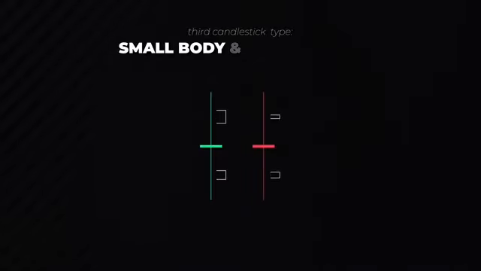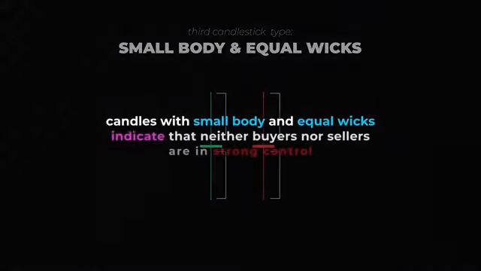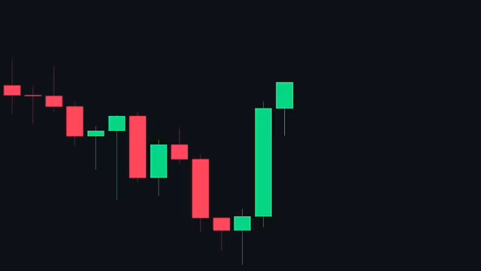The third type is candles with a small body and equal wicks. If a candle has a small body and equal wicks, it indicates that neither buyers nor sellers are in strong control. This is because both buyers and sellers tried to push the price up and down during this period, but neither side was significantly dominant, so the candle closed near its opening price. In this example, buyers had a slight advantage as the candle closes green. However, their strength is still nearly equal to the sellers.